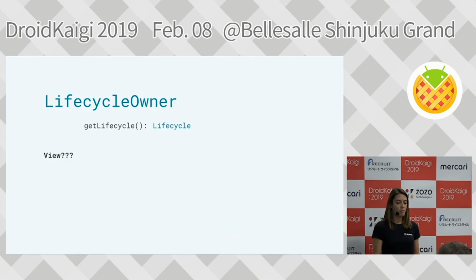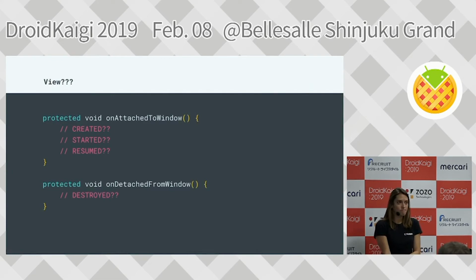OK, but how about making a view object, your custom view, also a lifecycle owner? Well, the problem with this is that views don't always have the same lifecycle. So how should we start this lifecycle? What should happen when a view is attached to or detached from a window? When the view is attached to the window, is it created? Is it started? Is it resumed? What kind of mapping should we put here? What triggers the change to the next states?